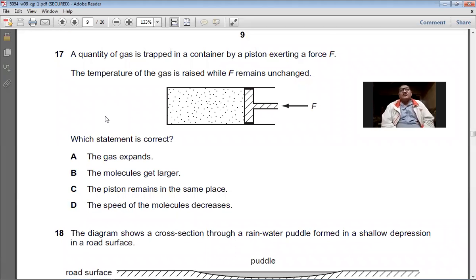A quantity of gas is trapped in a container by a piston exerting a force F. The temperature of the gas is raised while F remains unchanged. Which statement is correct? We have increased the temperature and the gas expands. That's true. The gas molecules get larger. That is wrong. The piston remains in the same place. No, that is not right. The speed of the molecules decreases. That's not right, and usually temperature is increasing.